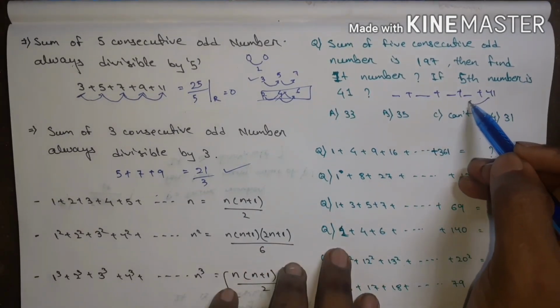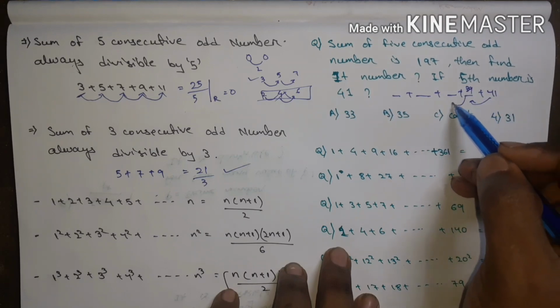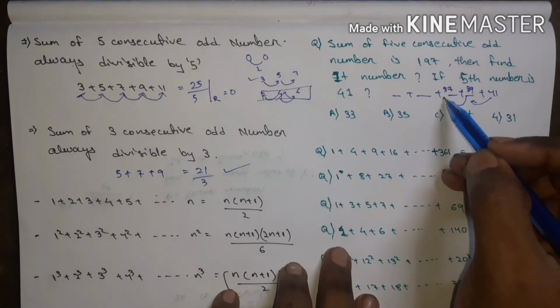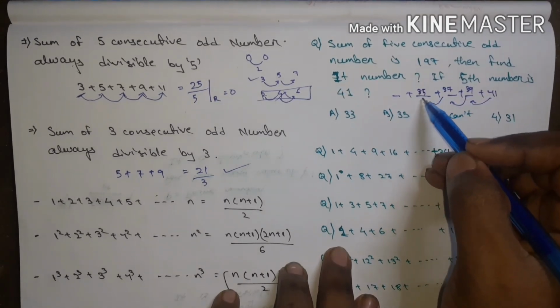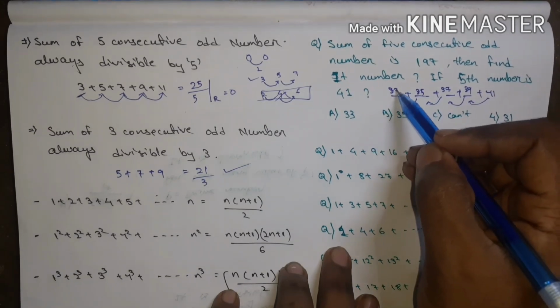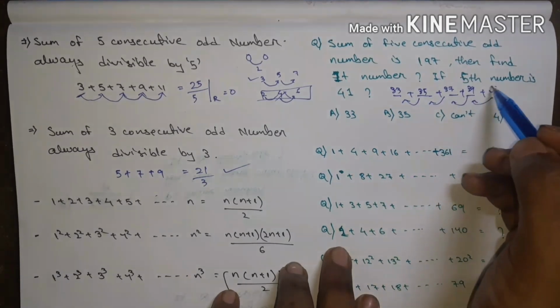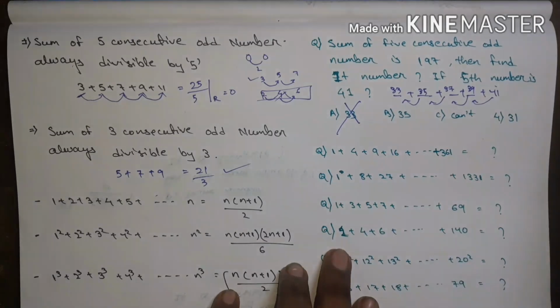Its consecutive number is 39. Its consecutive number is 37. Its consecutive number is 35. Its consecutive is 33. Then it should be 33? No, it is not 33.